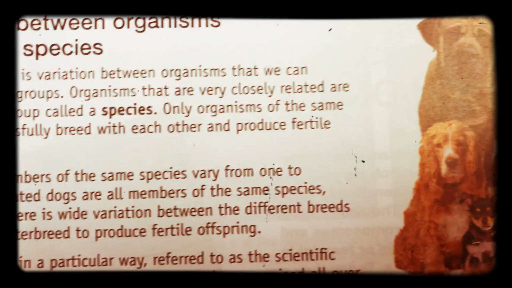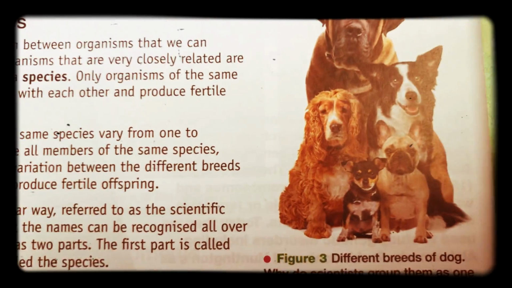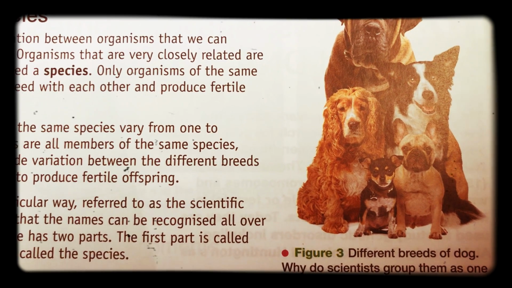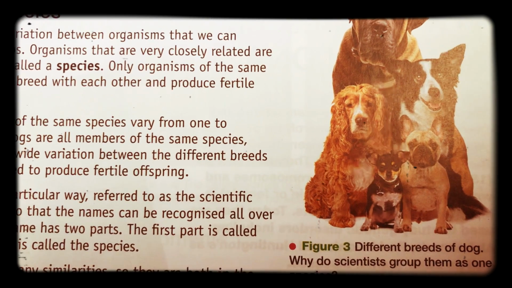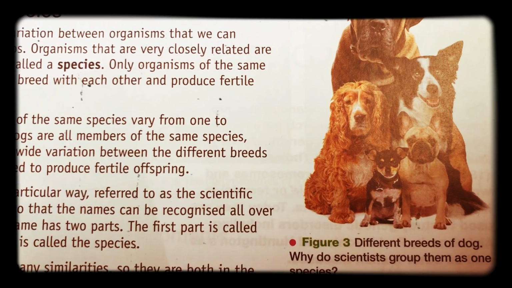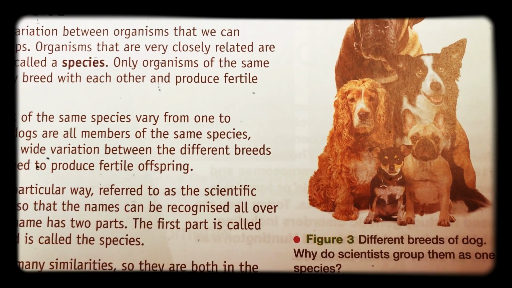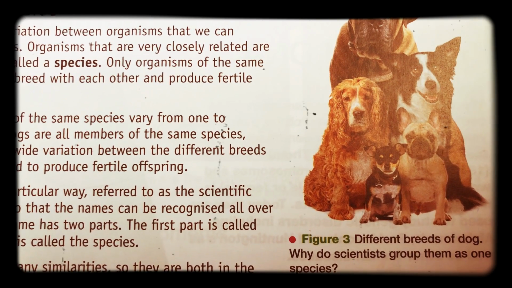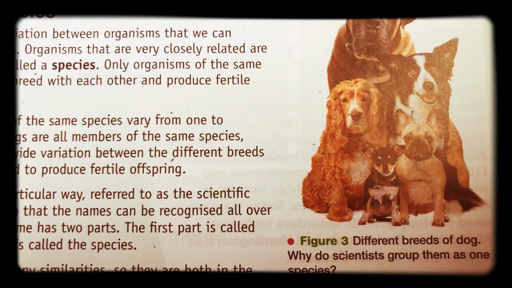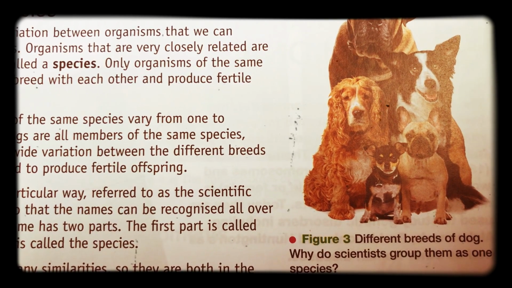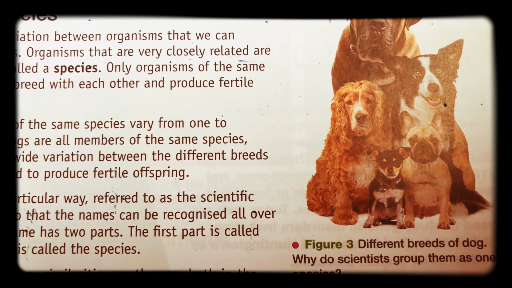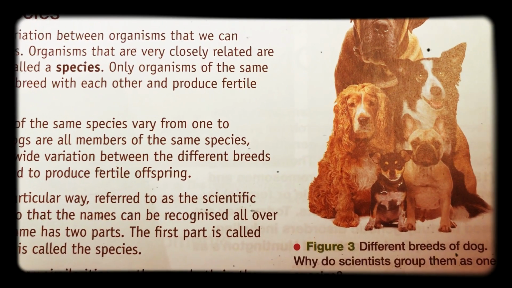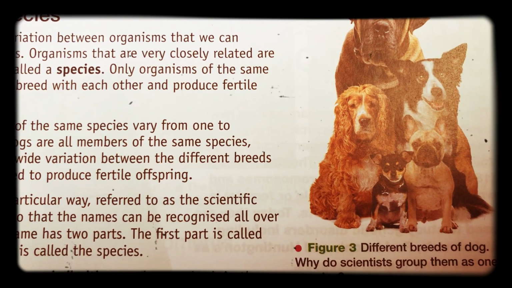And let's have a look at this picture over here. Now these are different breeds of dogs. Why do we group them as one species? Organisms that are very closely related are put into a small group called a species. Only organisms of the same species can successfully breed with each other and produce fertile offspring. So all these different breeds of dog belong to the same species.